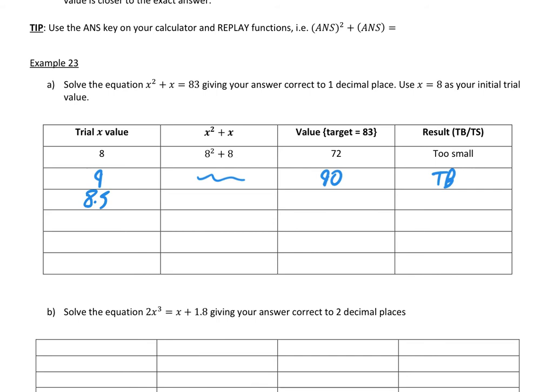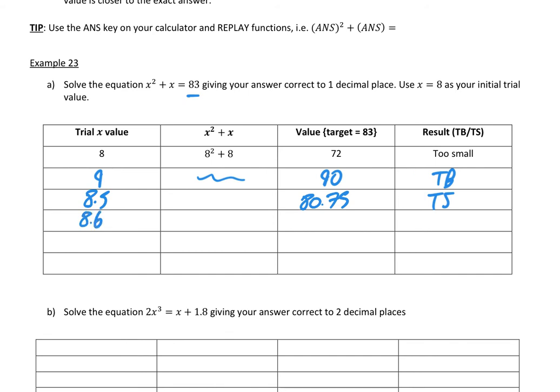So on my calculator, I'm doing brackets 8.5, close my brackets, squared plus brackets 8.5. Now every time then I can go in and change that. And when I go in and do that, it gives me 80.75. So that's actually too small. Remember, my target is 83. So I'm going to try just 0.1 bigger.